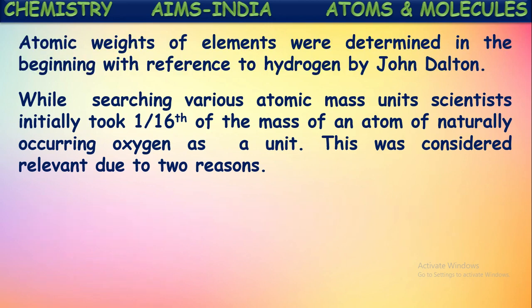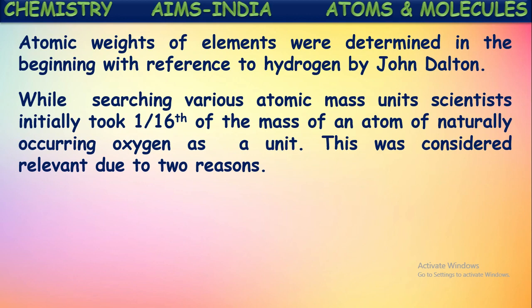Atomic weights of elements were determined in the beginning with reference to hydrogen by John Dalton. Yes, we said here atomic masses of elements are determined by using 1/12 mass of the carbon-12 isotope, which is taken as the standard we call AMU. But in the earlier days, they took the mass of hydrogen as the reference. John Dalton took the mass of hydrogen as a reference or standard, and tried to calculate the mass of the remaining elements.